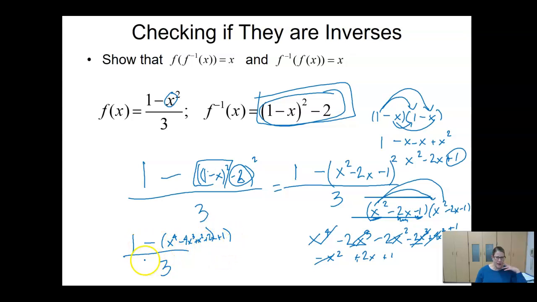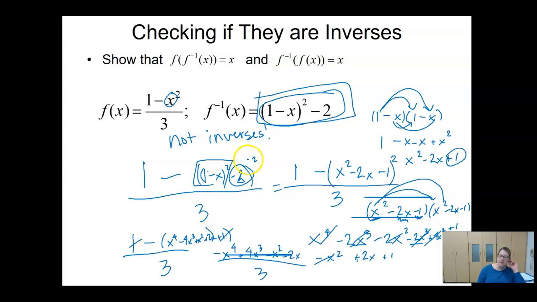So we've got 1 minus all that stuff. So this is going to end up 1 minus 1 is 0, and all these others are going to change signs. But I can definitely see that this is not going to reduce to just an x. So these are not inverses. And that was difficult to tell. So basically, plug one into the other, simplify it. If it does not simplify to just equaling x, then it is not an inverse. Okay, so these ones were not inverses.